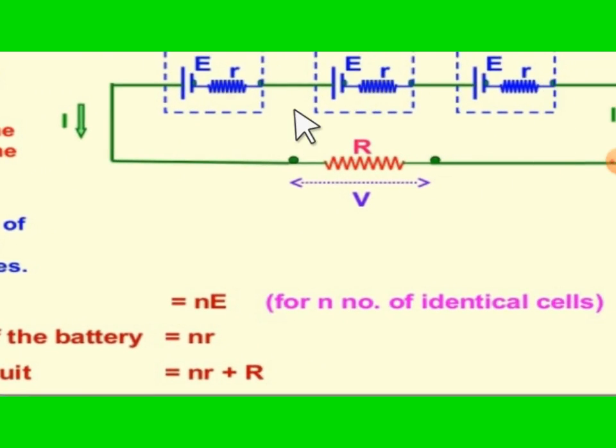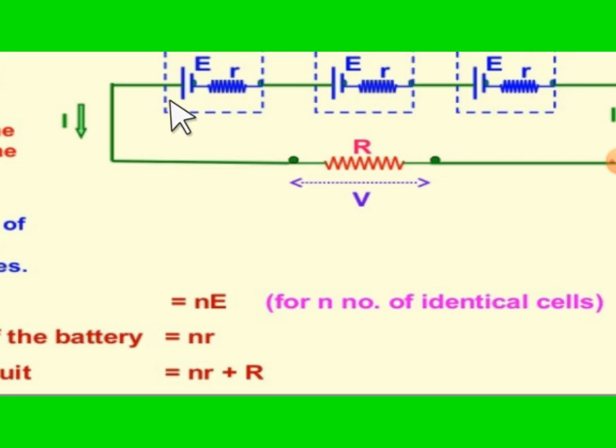Now we know that for connection of resistors in series, the equivalent resistance will be equal to the sum of the individual resistors. If you are having n cells, then there will be n small r's connected in series, right? So its equivalent resistance will be r plus r plus r, so on up to n times, for n cells. So you will get nr as the total internal resistance.